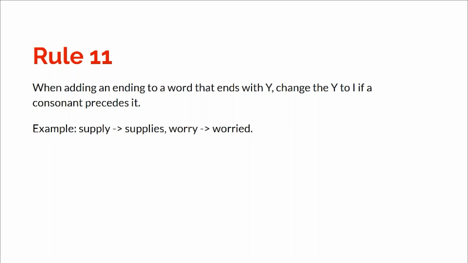Rule 11. For our final rule, when adding an ending to a word that ends with Y, change the Y to I if a consonant precedes it. For example, supply becomes supplies. The Y is dropped and changed to an I. So supply becomes supplies and worry becomes worried. The Y is dropped and is changed to an I.